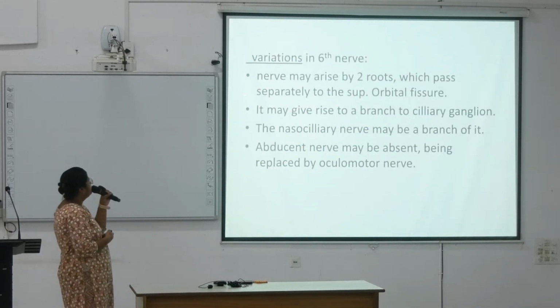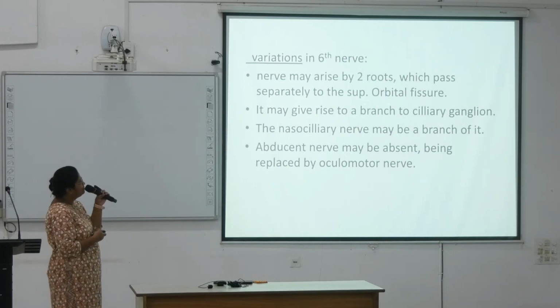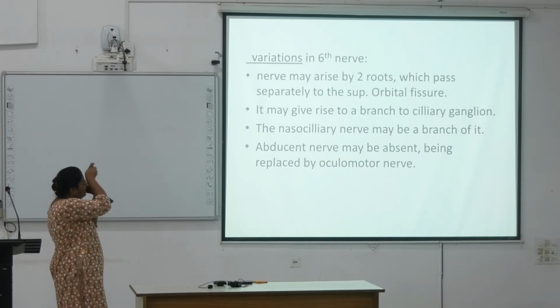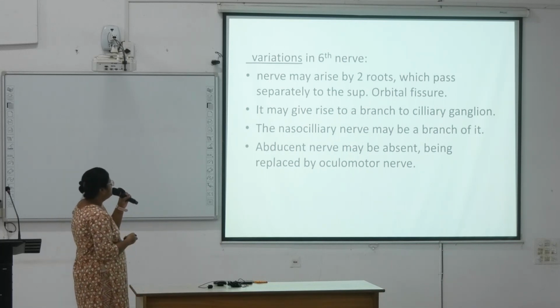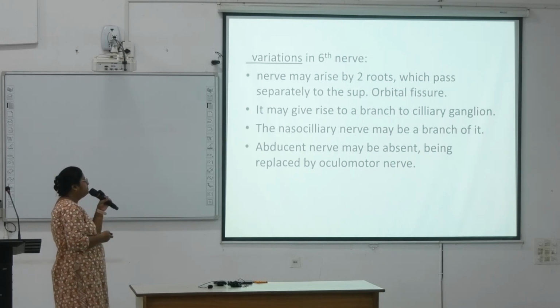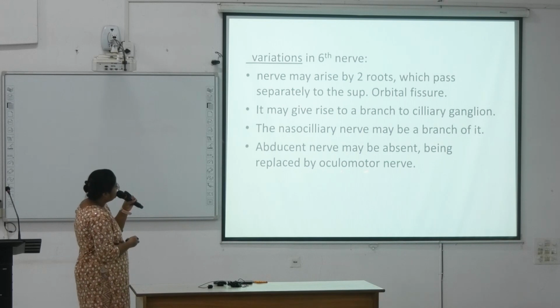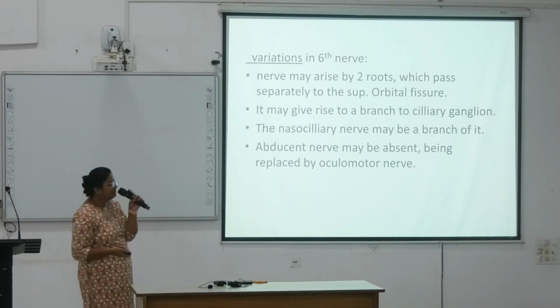Next, variation in the sixth cranial nerve may arise by two roots which pass separately to the superior orbital fissure, and it may give rise to a branch to the ciliary ganglion. The nasociliary nerve may be a branch of the abducent nerve. The abducent nerve may be absent and be replaced by the oculomotor nerve. All these are variations of the sixth cranial nerve.